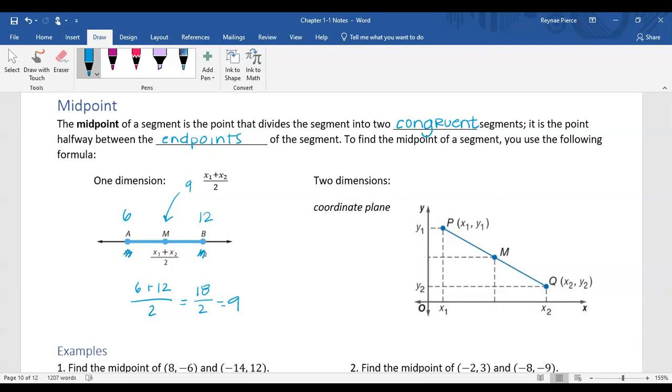In 2 dimensions, when we're on the coordinate plane, we're just going to find the middle of the x's: add them, divide by 2. That is the x coordinate of our midpoint. But we're also going to do the same thing with the y's. Where's the middle of the y coordinates? That tells you the y coordinate of our midpoint.